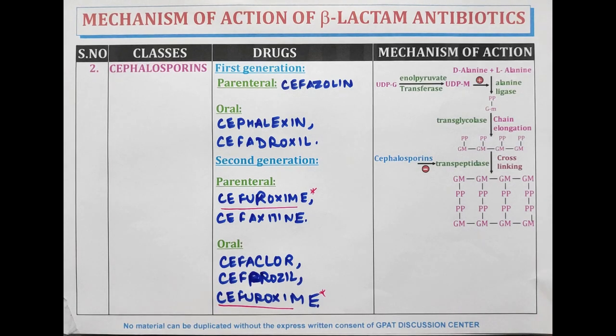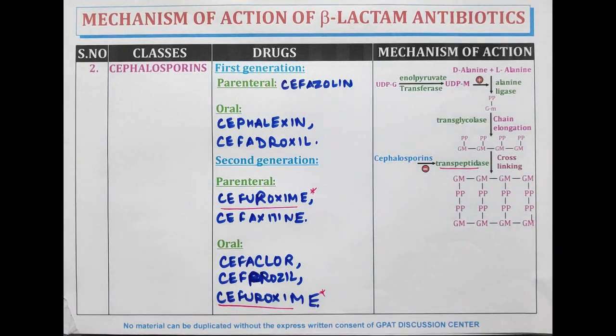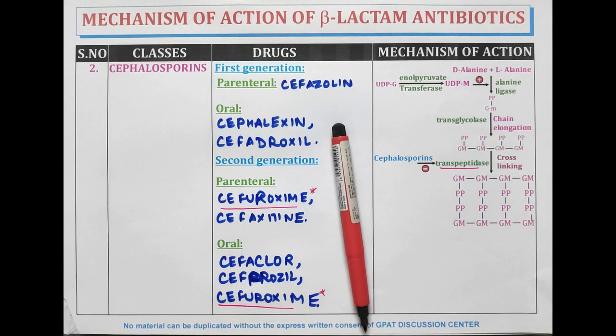The mechanism of action of cephalosporin is similar to penicillin. That is, it inhibits the enzyme transpeptidase, which causes the cross-linking. So when the enzyme transpeptidase is inhibited, the cross-linking of peptidoglycans is inhibited, causing the destruction of the cell wall.